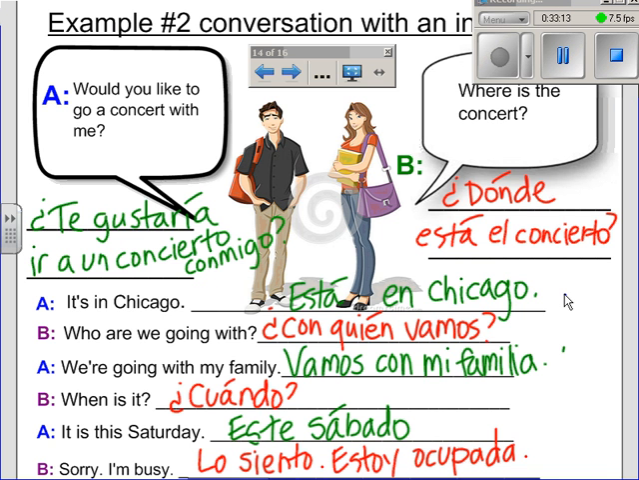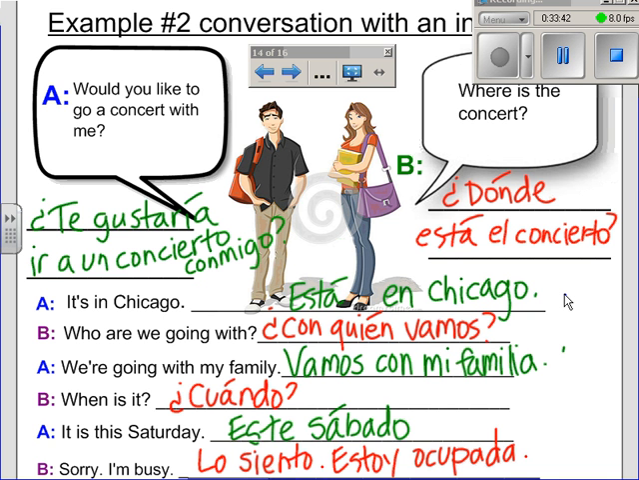Okay, so we see this conversation, and it starts with, ¿Te gustaría ir a un concierto conmigo? Would you like to go to a concert with me? She responds back with the question, ¿Dónde está el concierto? Where is the concert? It says, está en Chicago. It's in Chicago. Who are we going with? ¿Con quién vamos? We're going with my family. Vamos con mi familia. When is it? ¿Cuándo? ¿Cuándo es el concierto? It is this Saturday. Este sábado.